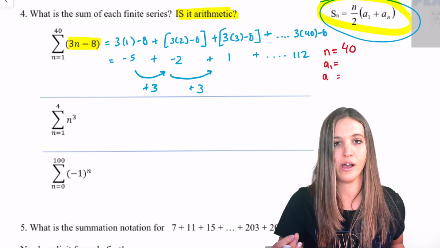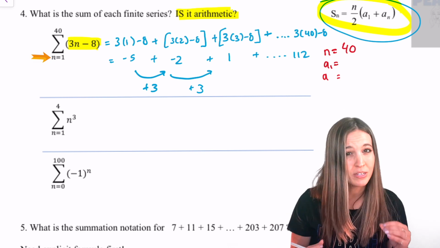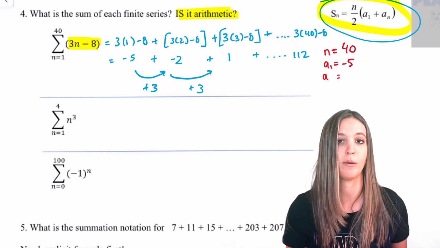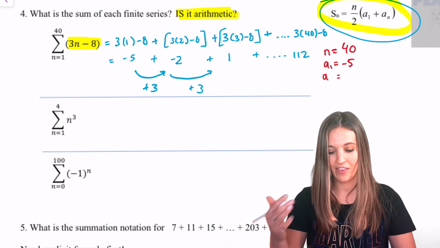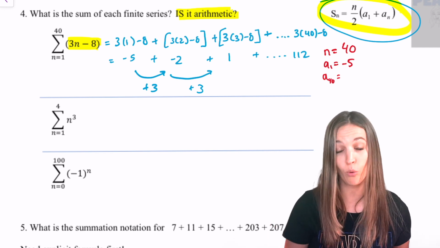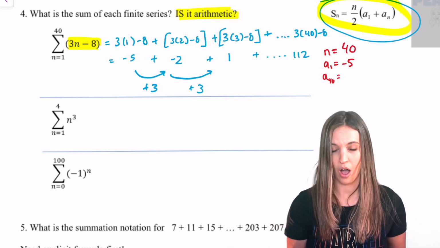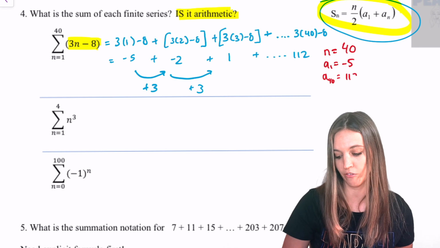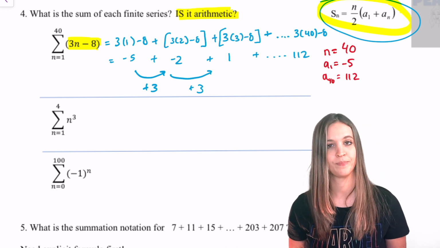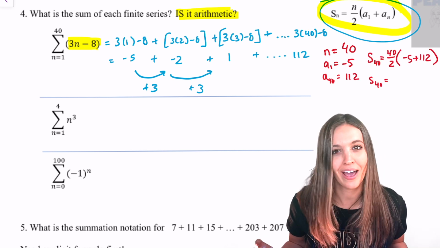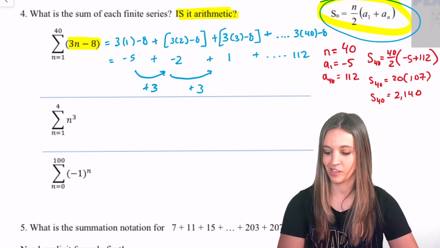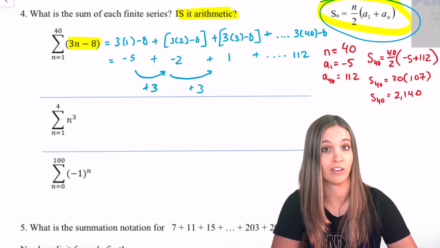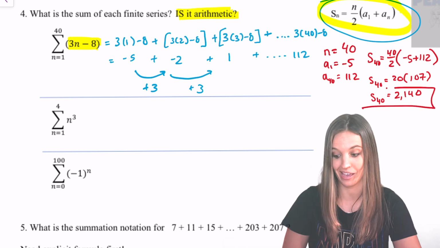A sub 1, so that's my first term. My lower limit's 1, so I'd plug in 1, I'd get -5, so my first term in my series is -5, and then a sub n is a sub 40, because there's 40 terms. Well, I already found that by plugging in 40, got 112 as that last term in the series. Let's plug into the formula, see what we get. And look at that. Using the sum formula, I have s sub 40 is 2,140. Oh, and we didn't have to find that by hand.